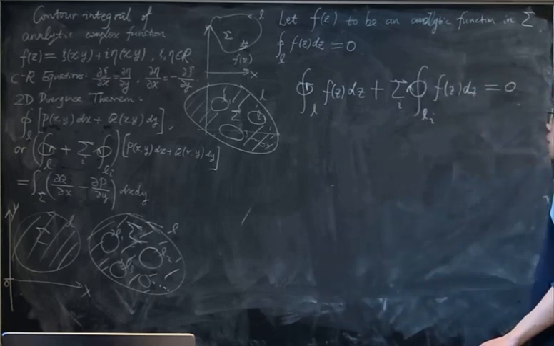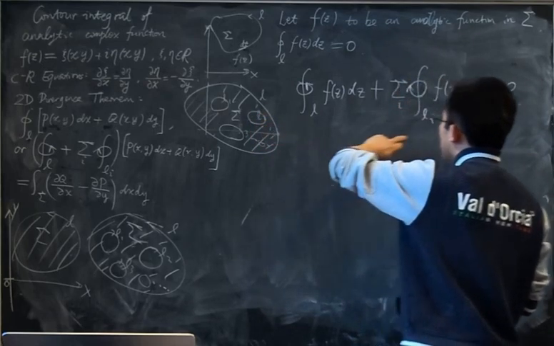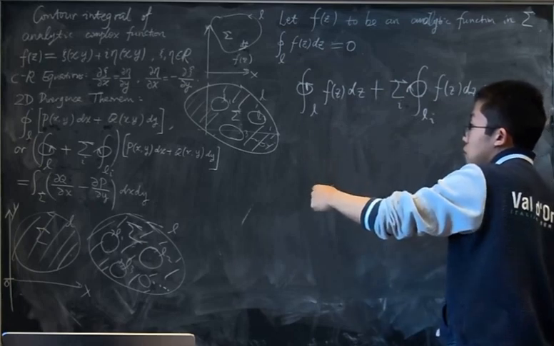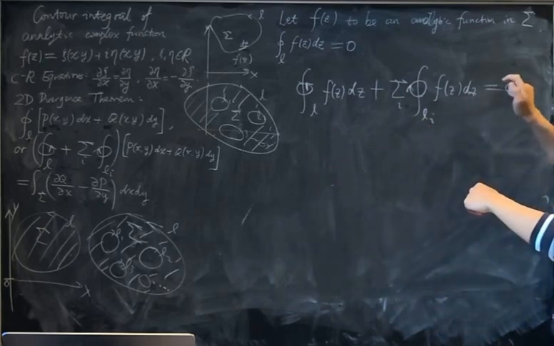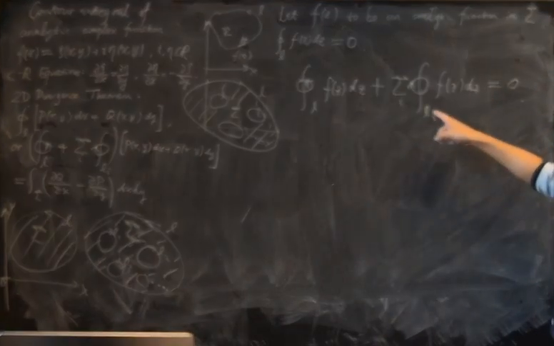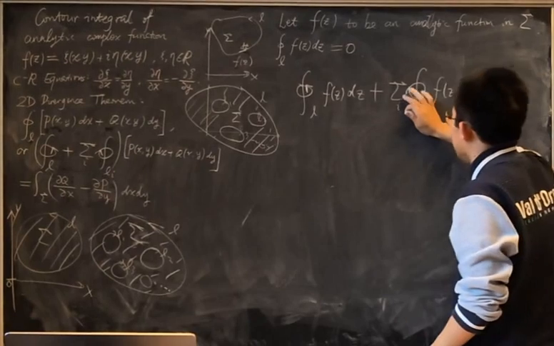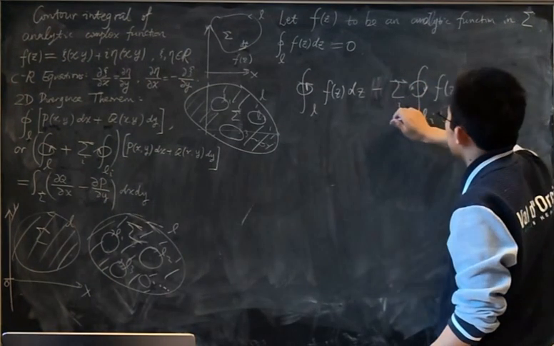Okay. Of course, if we flip the direction of the integral, for example, from clockwise to counterclockwise, we are actually flipping the direction of dz, or equivalently, we are multiplying a factor of -1 on it. So if I flip it, then I'll just write a negative in here.